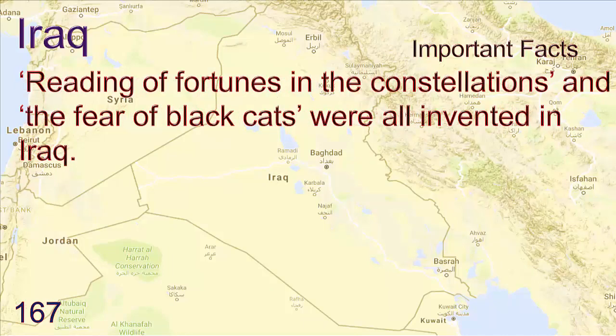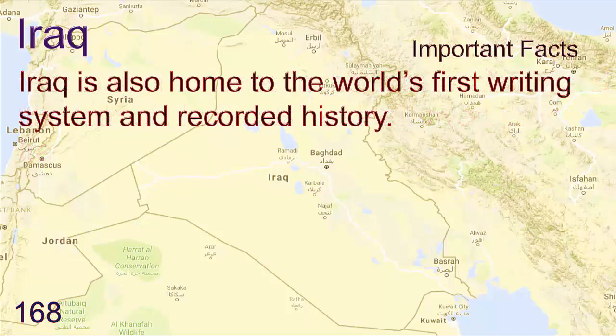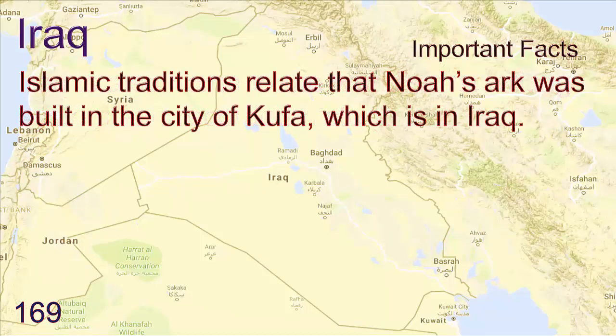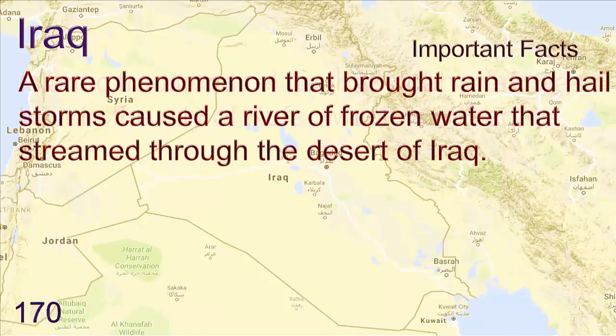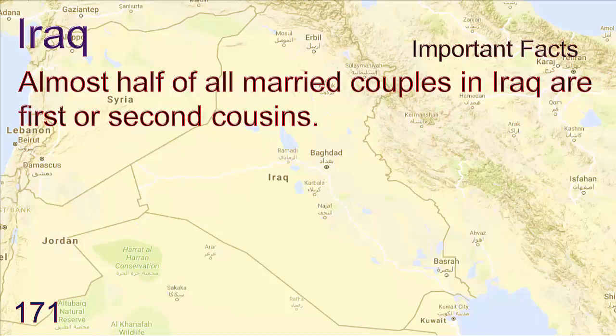Reading of fortune in the constellation and the fear of black cat were all invented in Iraq. Iraq is also the home to the world's first writing system and recorded history. Islamic traditions relate that Noah's Ark was built in the city of Kufa, which is in Iraq. A rare phenomenon that brought rain and hailstorms caused a river of frozen water that streamed through the desert of Iraq. Almost half of all married couples in Iraq are first and second cousins.